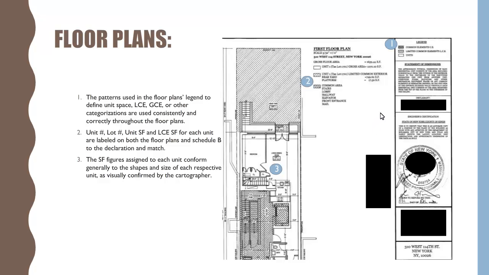Floor plans. The patterns used in the floor plans legend to define unit space, LCEE, GCEE, or other categorizations are used consistently and correctly throughout the floor plans. Second, unit numbers, lot numbers, unit square footage and LCEE square footage for each unit are labeled on both the floor plans and Schedule B to the declaration and match. The square footage figures assigned to each unit conform generally to the shapes and size of each respective unit as visually confirmed by the cartographer.